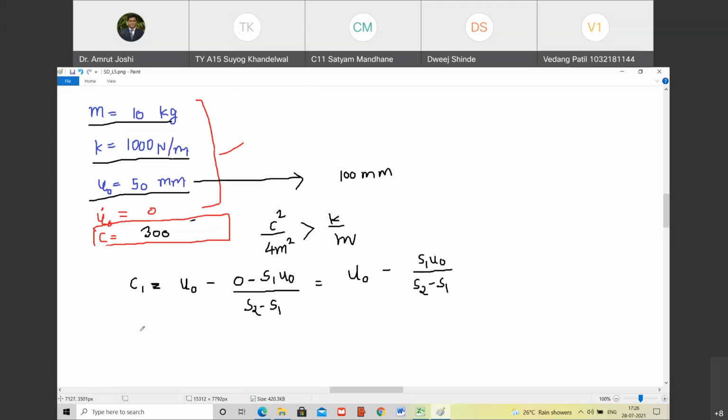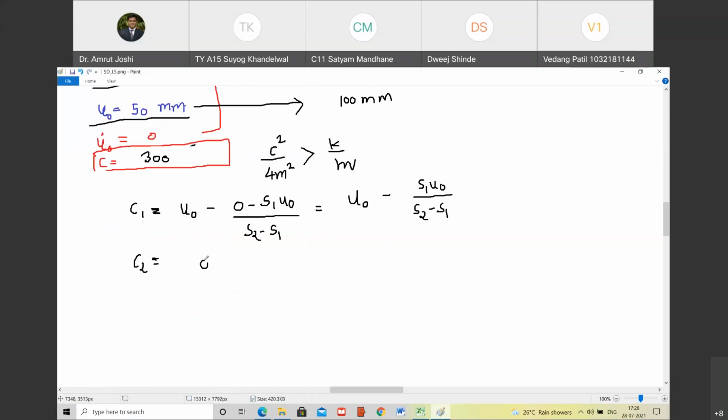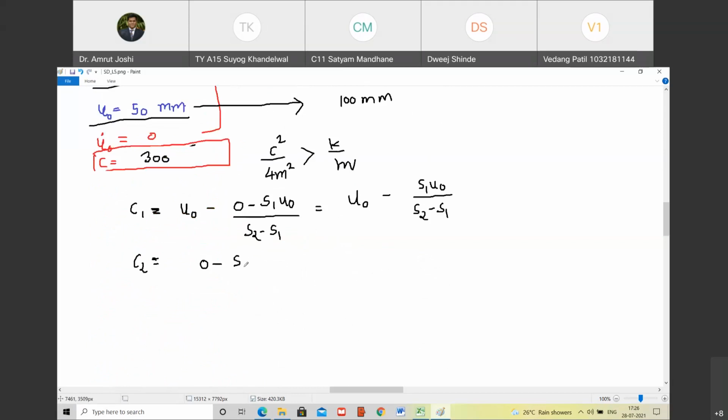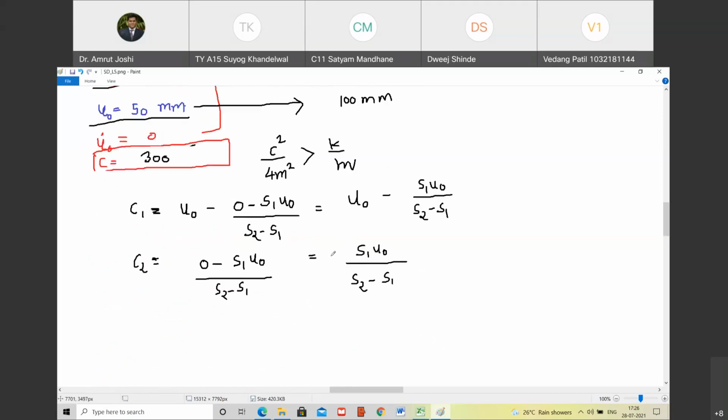Yes, sir. What is the value of C2? Tell me. U0 dot, which is 0. Happy? Yes. Minus S1 into U0 upon S2 minus S1. So what is the value of C2? Tell me. S1 U0 upon S2 minus S1. Happy? Sir, minus S1 U0. Yes, minus S1 U0 upon S2 minus S1. Happy? Yes. Chalo, now tell me what is S1.